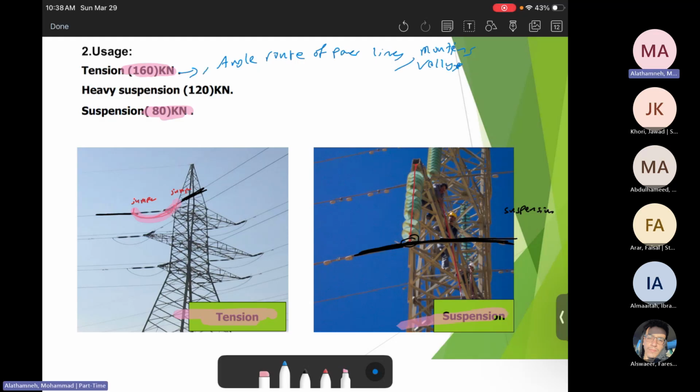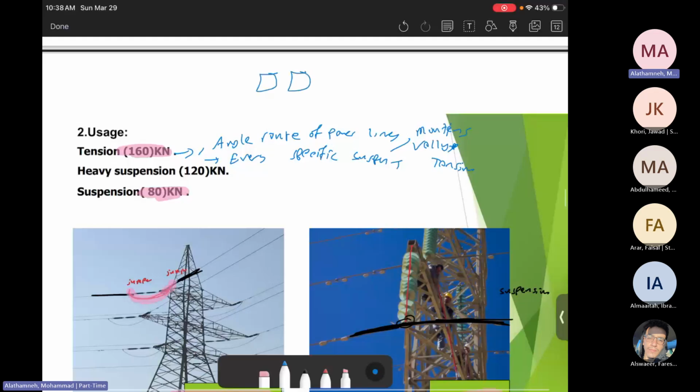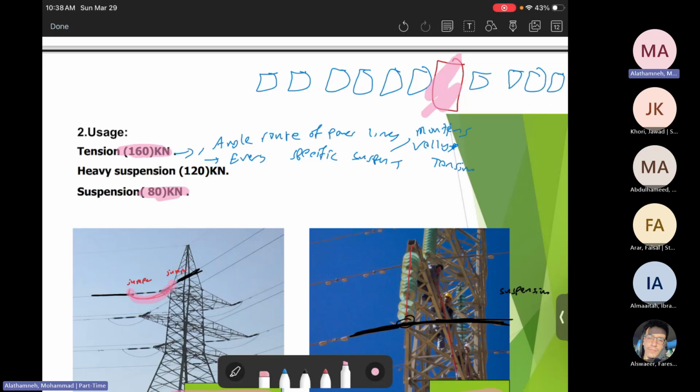Or we can use it for every specific group or every number of structures, you will see a tension tower to add more mechanical force. So for example, you can see these towers are based on suspension, suspension, suspension. If you are in a flat area, then you will see one tension here, then the remaining suspension, suspension, suspension. Just this one is to carry the force, to make sure it can handle the force without any problem. That's the tension and suspension.